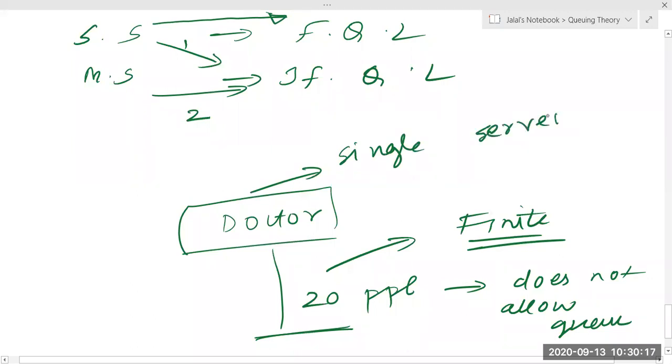Single server, can anyone repeat it for me? Single server, finite queue. Finite queue length. Simple. Similarly for the... Sir, yeah. Is anyone having any question?